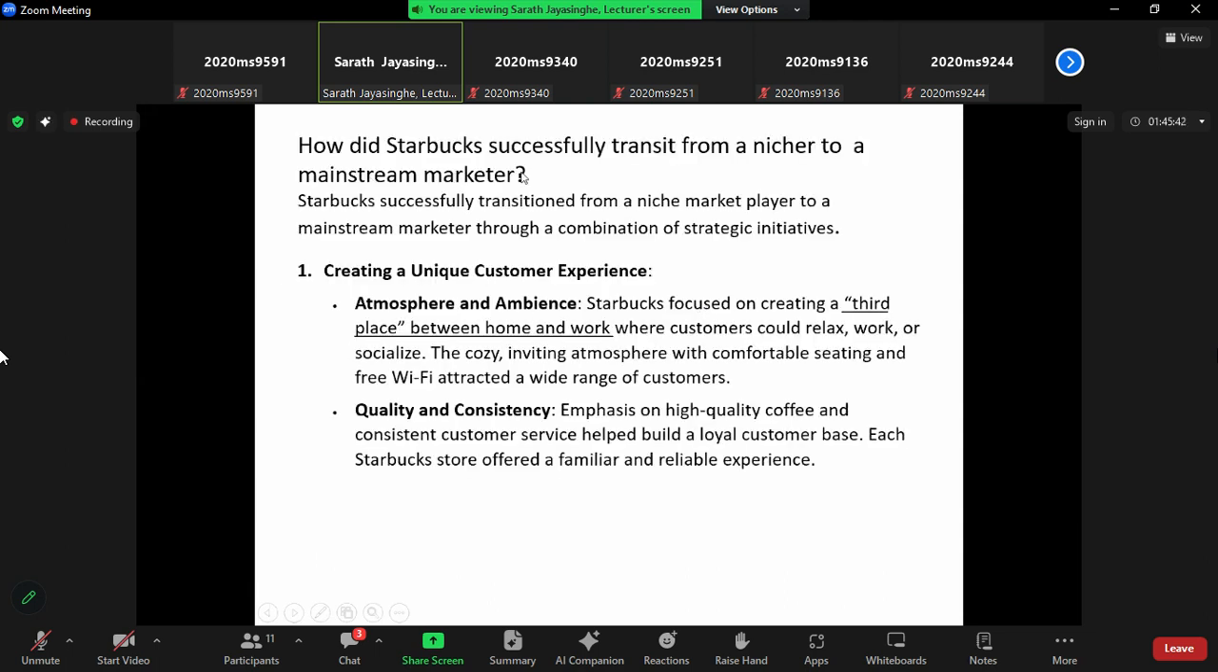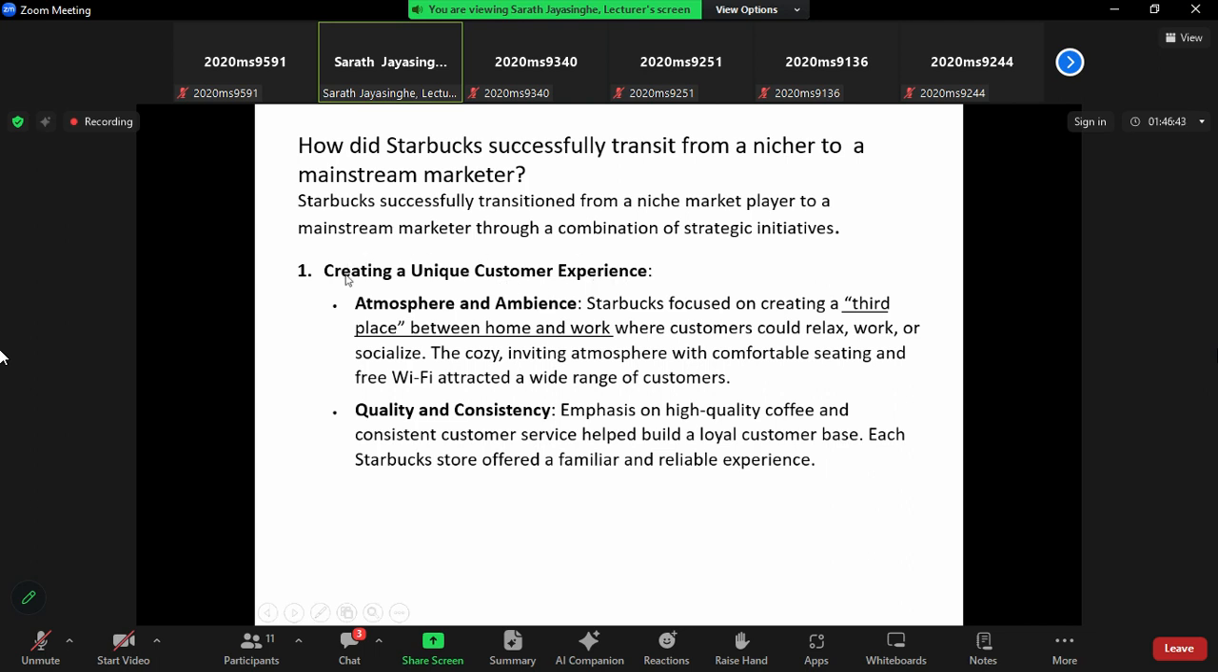Yeah, next one. How did Starbucks successfully transition from niche to mainstream market? Right? So Starbucks successfully transitioned from a niche market player to a mainstream marketer through a combination of strategic initiatives, right? These strategic initiatives and strategic approaches we have to learn. We are discussing some theoretical aspects of strategic marketing while applying some practical things. That is why I am using these multinational brands as examples. Then you can think about those examples and explain this theory. While you are writing answers for your examination, you mention theoretically what the model is, how it happens, then you can cite these kinds of examples, right?